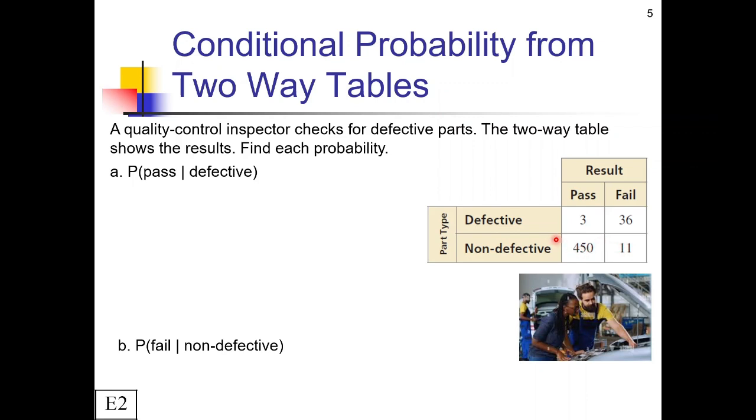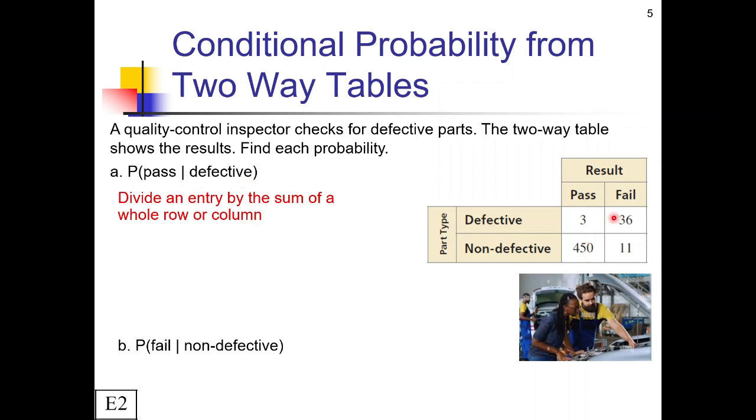So we have parts that passed the inspection but were defective, parts that failed the inspection and were defective, and then we also had passes and fails that were not defective listed in this table. So in the first problem here, they're asking for the probability that a part will pass inspection given that it's one of the defective parts. So the idea here is we basically have to take a single item in this table and divide it by an entire row or column. And that'll give us our conditional probability.